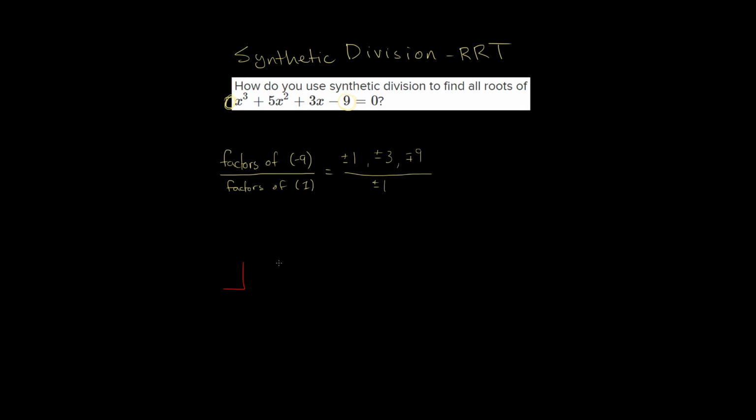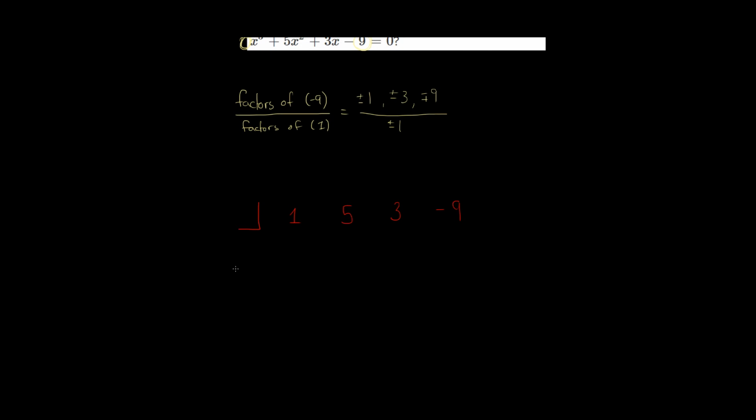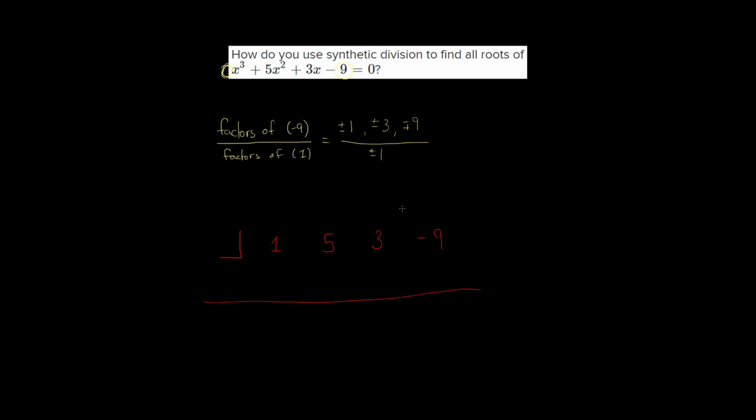To set that up, we're going to write down all of the coefficients. The coefficient of x cubed is 1. The coefficient of 5x squared is 5. The coefficient of 3x is 3. The constant is negative 9. And we're just going to draw a line underneath of that. So in here, we're going to write down some version of this division. Just for the sake of it, let's try positive 1 divided by negative 1. That gives us a negative 1 over here.